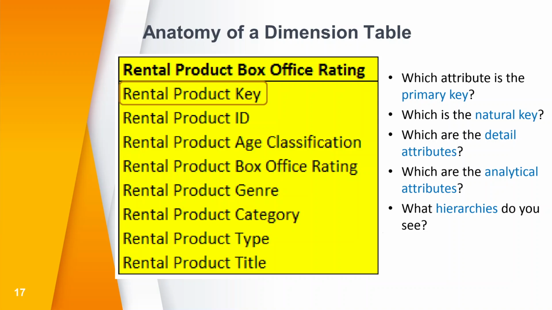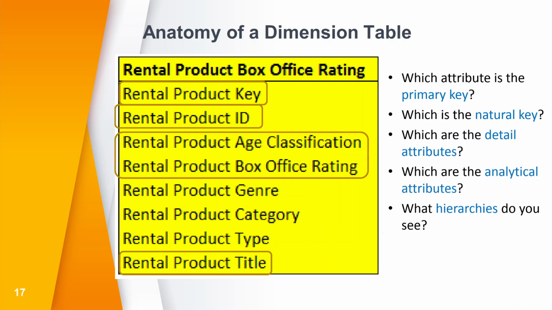Once we insert a record, a certain ID will be given to that particular record, and it will be incremented every time you insert another record into the table. Okay, so our natural key is this one. This is equivalent to the primary key in our operational tables. How about detail attributes? Aside from this natural key, rental product title is also considered a detail attribute.